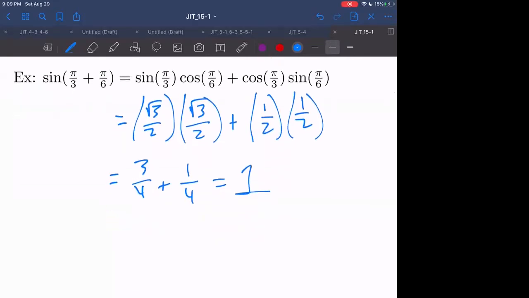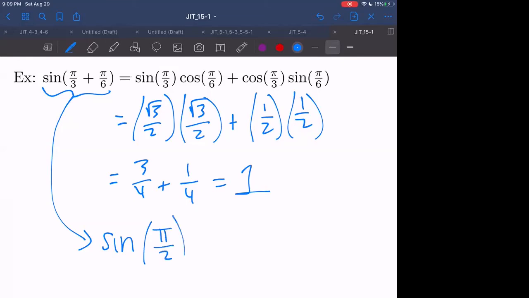Something to note, if we would have looked at this, pi over 3 plus pi over 6 is the same as pi over 2, if I add those together, which we know should be 1, sine of pi over 2. We just kind of did it the long way so you could see the identity used.